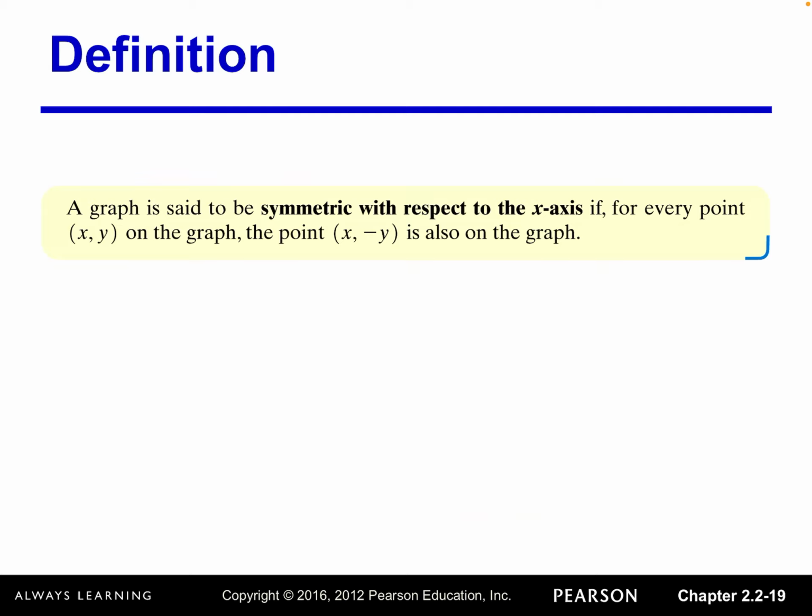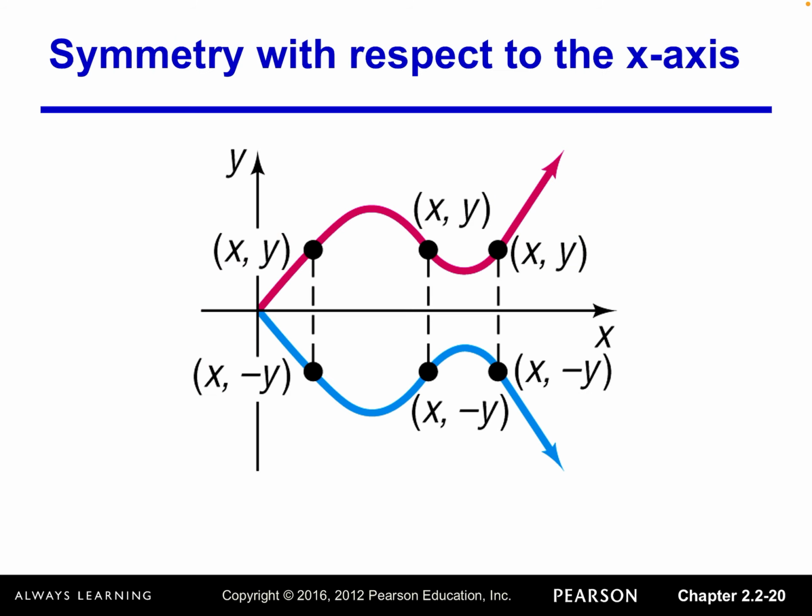A graph is said to be symmetric with respect to the x-axis if for every point (x, y) on the graph, the point (x, negative y) is also on the graph. If you look at these two points, we can see they have the same x coordinates, but the y coordinates, one positive, one negative. That's the time we say the graph is symmetric with respect to the x-axis. So let's look at a graph so you can have a more visualized impression or idea.